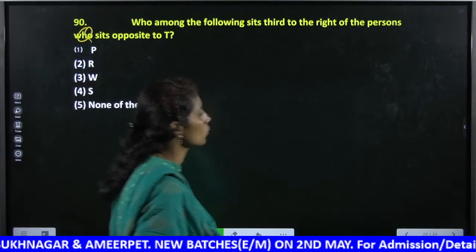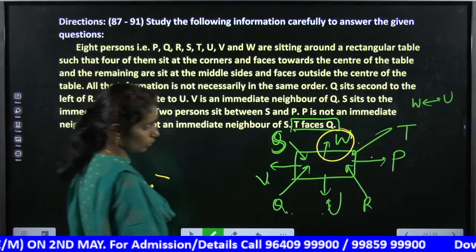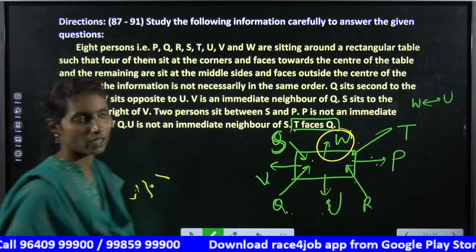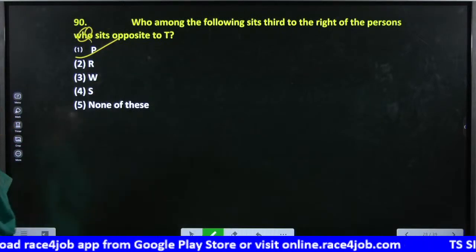Third to the right of Q. Check it here. Facing towards the center: first right, second right, third right. It is P. P is third to the right of Q. And here the option is the first option.